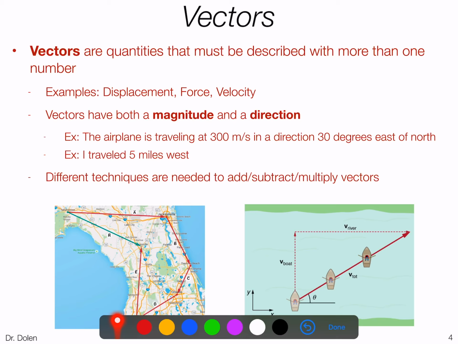That's what makes it a vector. Okay, for a displacement example, you could say I traveled 5 miles west. 5 miles is a magnitude, right? That's how far I traveled. West is the direction. That's what makes it a vector.